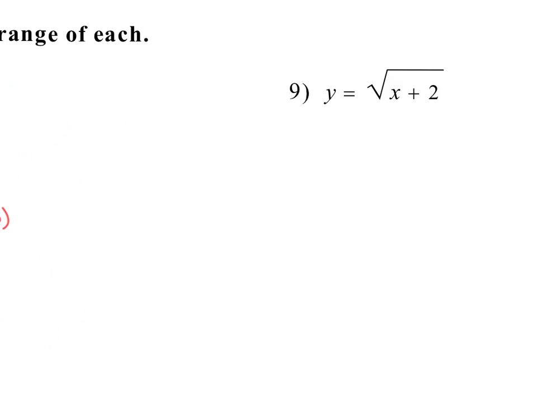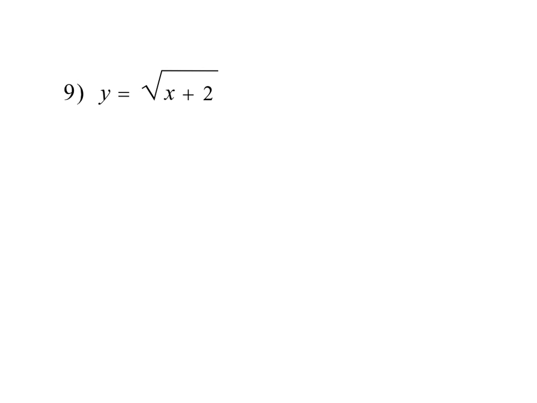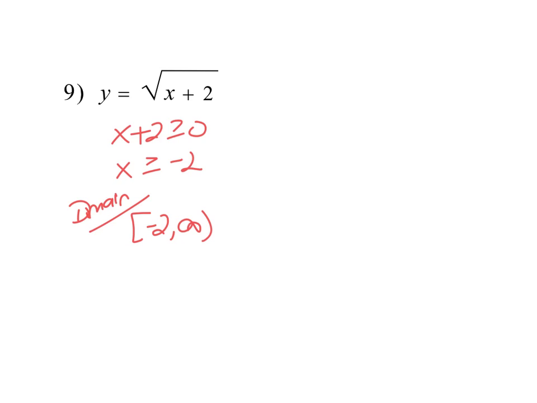And then over here we've got number 9. Set that greater than or equal to 0. So the domain is all x is greater than negative 2, and the range is 0 to infinity.